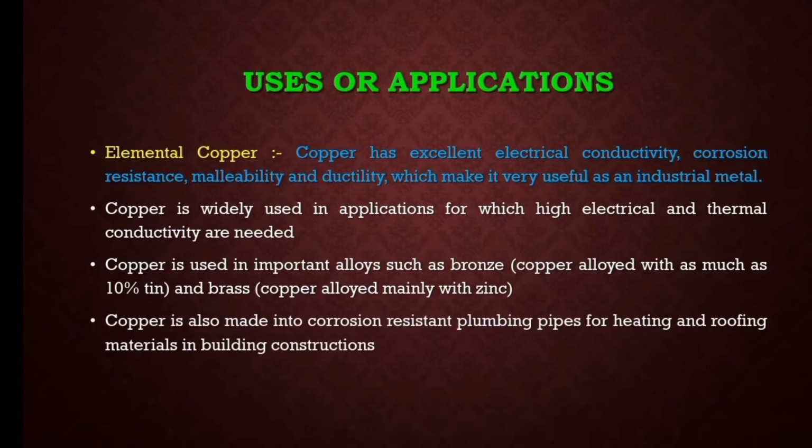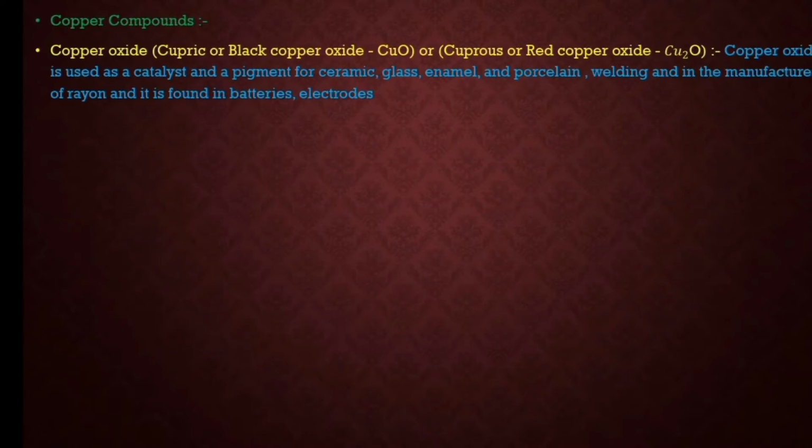Copper is also made into corrosion resistant plumbing pipes. These corrosion resistant plumbing pipes are very useful for heating and also for roofing materials in building construction. So in industrial purposes and also in construction purposes, copper is very useful. Now coming to the copper compounds.